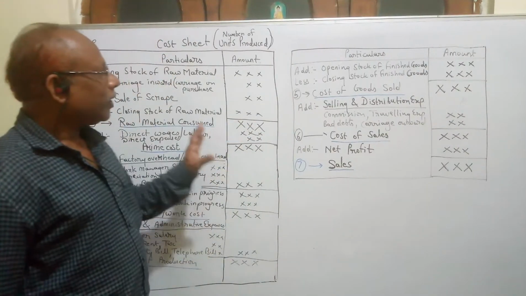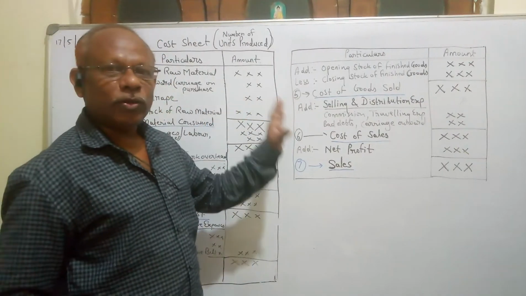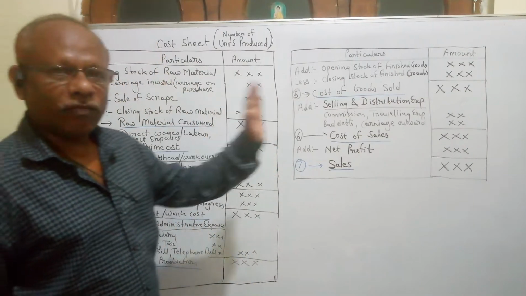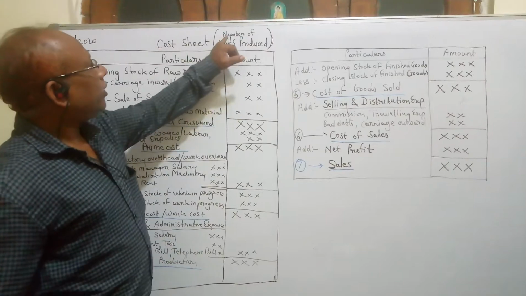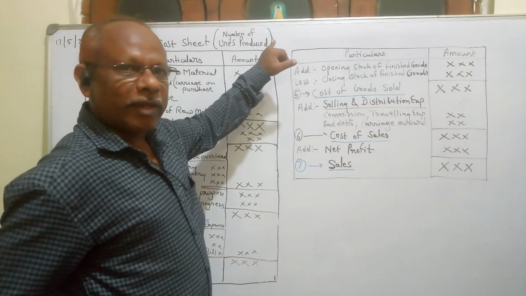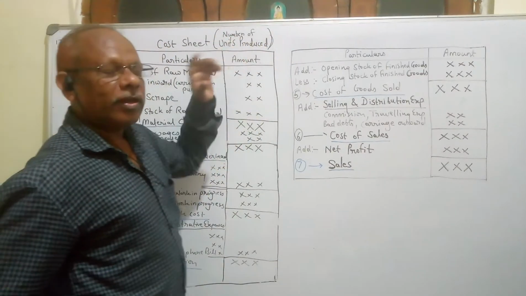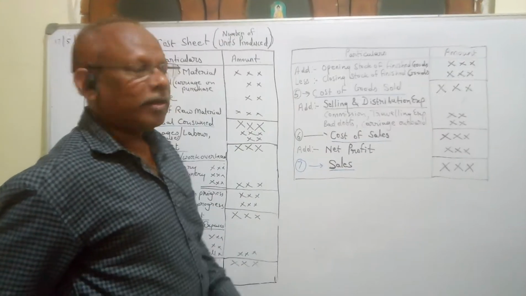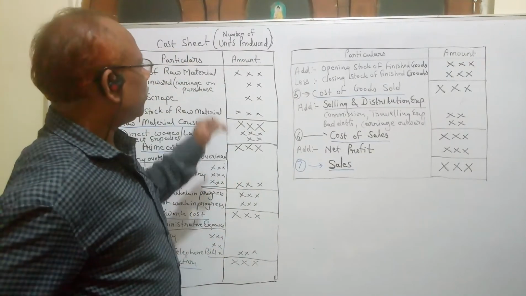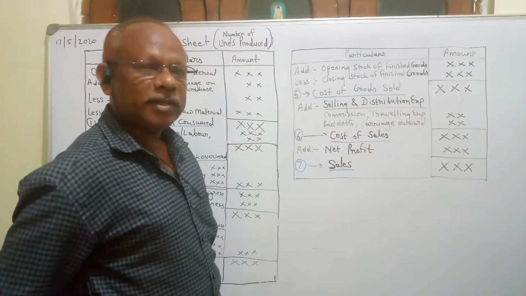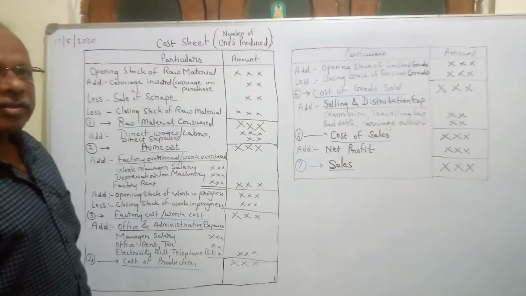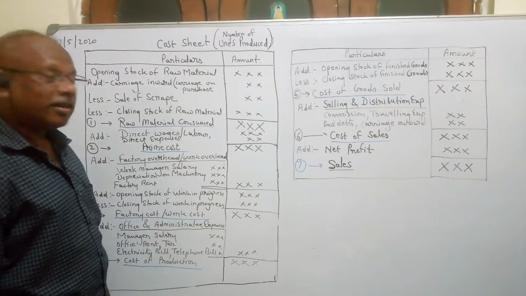So we can write the three categories in a systematic way, right? In the cost sheet, the number of units produced can be written, whether it is 1000 units, 10,000 units or 20,000 units produced. So we can assign the cost of each unit or each article. So let us start with how the cost sheet is written, right?